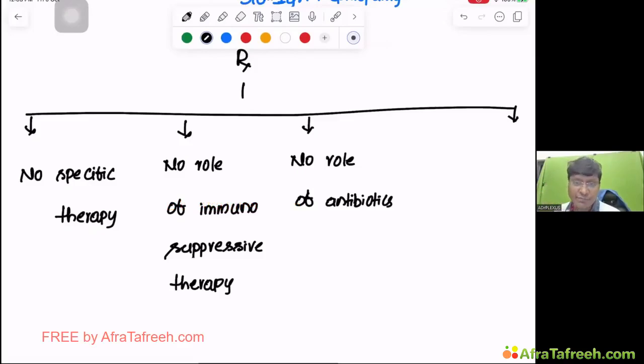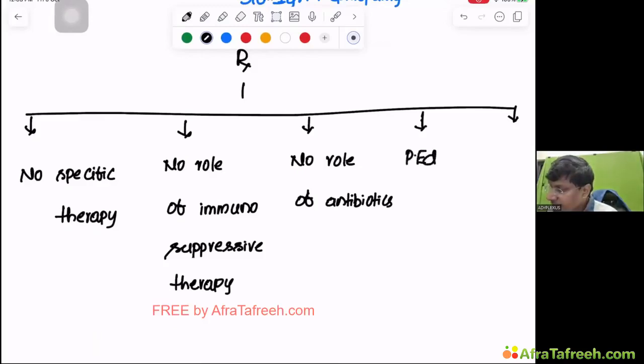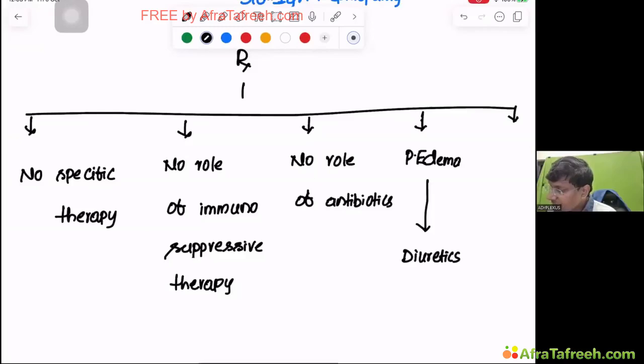Management is completely supportive. Like if the patient is having pulmonary edema secondary to left ventricular failure, then give diuretics. And if the patient is having hypertension, give antihypertensive, that is labetalol.